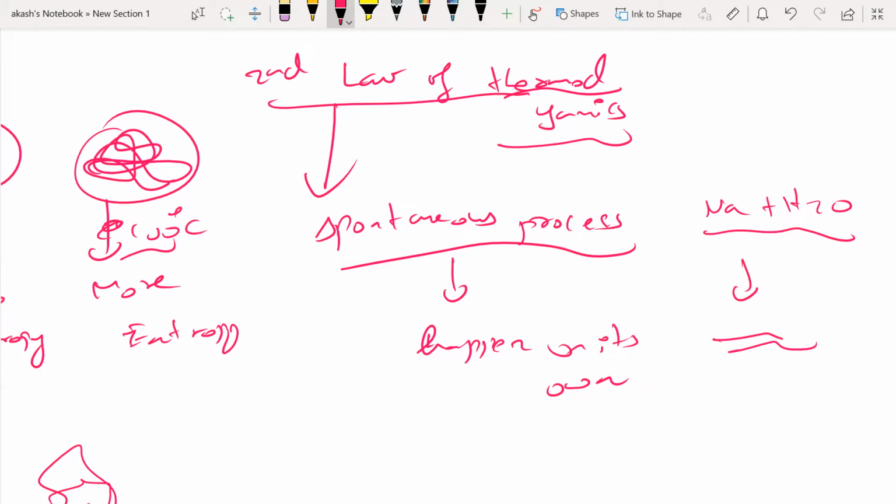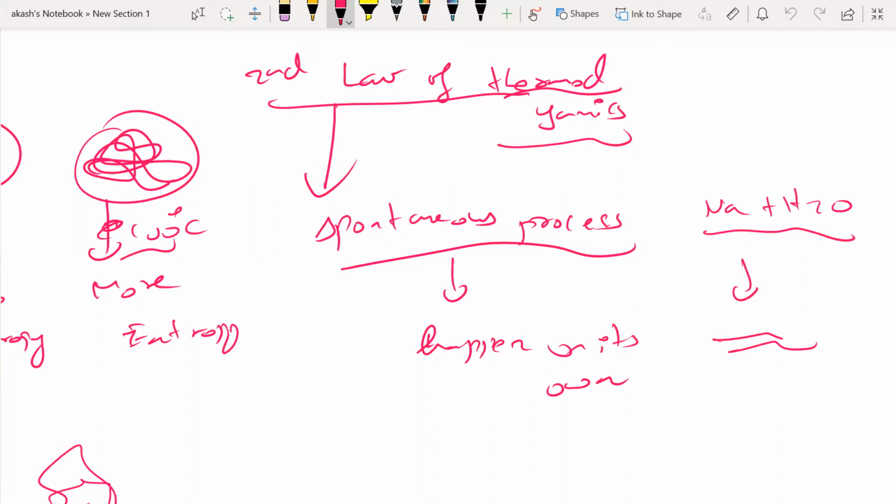Say the waterfall: in a waterfall, water always goes from top to bottom, not from bottom to top. Why? Because that is a spontaneous process. We are not doing anything; water naturally comes down by itself. So these are the things you have to understand about spontaneous processes. We do not have to do anything for the process to happen. When I say that, I am talking in terms of energy: we don't have to spend energy to make the process happen. The process will happen on its own.